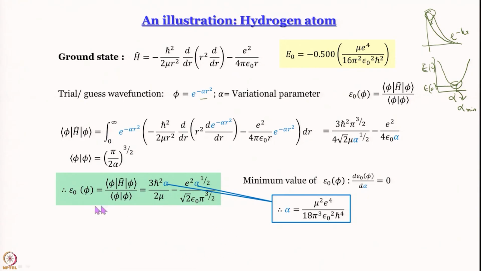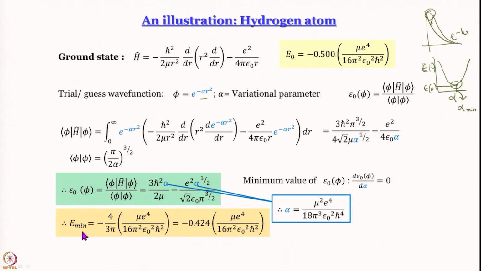I will get some expression for epsilon 0, it is a function of phi, and that expression turns out to be minus 4 by 3 pi mu e to the power 4 by 16 pi square epsilon 0 square h cross square, and I am calling this E min. Perhaps I should have called it epsilon min, but then I am using a different convention than Macquarie. I wanted to get back and be at par with him. So, I have written E min, which is what is written in Macquarie's book.